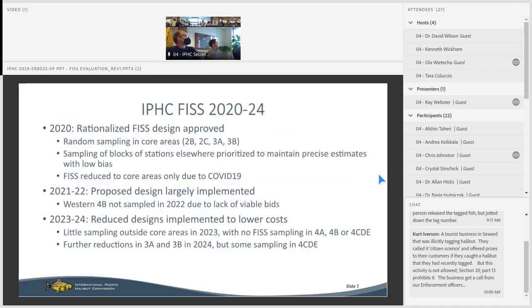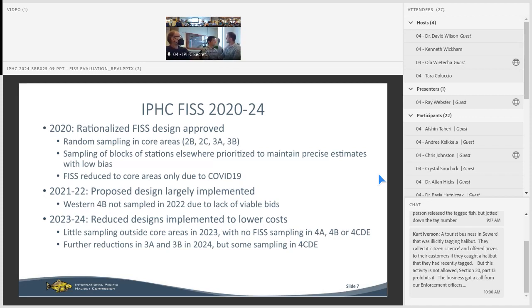So for the recent history, in 2020 a rationalized FIS design was approved with random sampling in the core areas, 2B, 2C, 3A, and 3B, and sampling of blocks of stations in order to have more efficient sampling in areas where it was more costly to maintain precise estimates with low bias. Unfortunately, COVID-19 ended up reducing the FIS that year to the core areas only, 2B, 2C, 3A, and part of 3B.